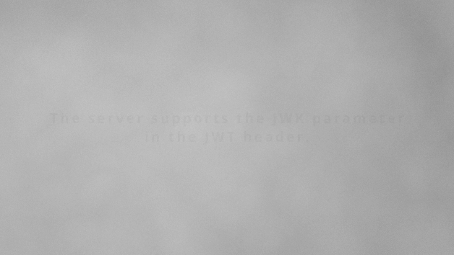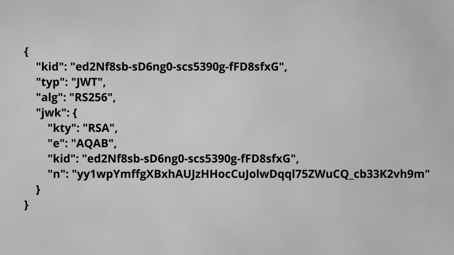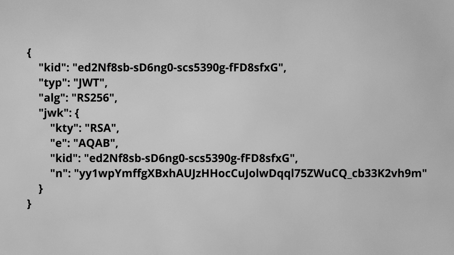The server for this lab supports the JSON Web Key parameter in the JSON Web Token header. A JSON Web Key is a standardized format for representing keys as a JSON object. You can see an example of a JSON Web Key parameter in this JSON Web Token. This is sometimes used to embed the correct verification key directly in the token.